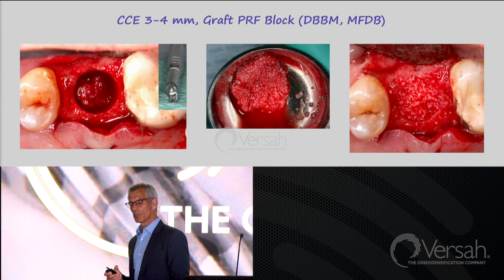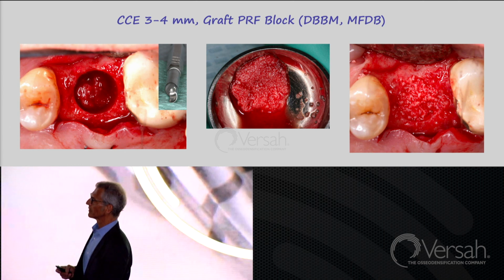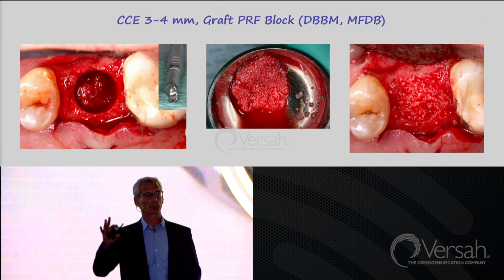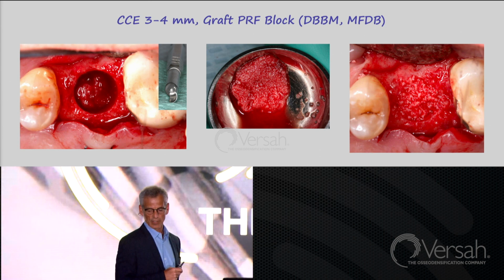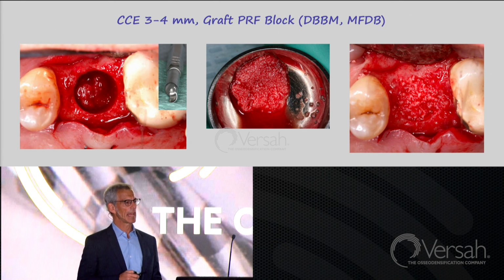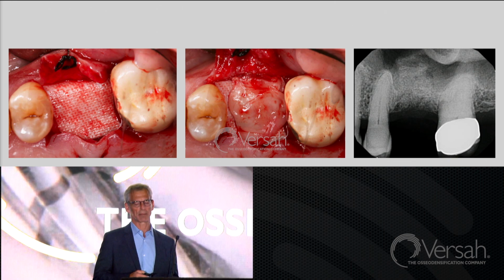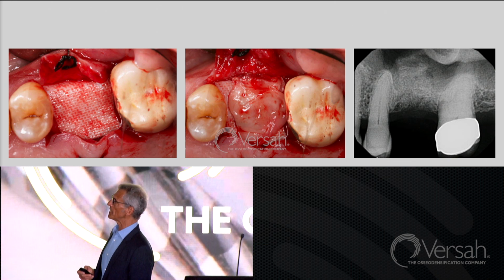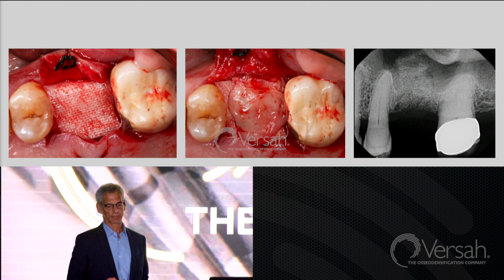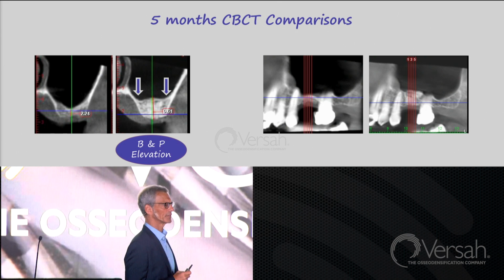Now, I use an instrument I designed, a core osteotome. It rotates around the core, and it infractures the floor of the sinus so that I can intrude the core 3-4 millimeters, graft PRF block into the core osteotomy, apically displace it 2 or 3 times, cover it with a collagen and PRF membrane, and here is my immediate post-op x-ray. But what's more impressive is my 5-month CBCT. So the principle worked.